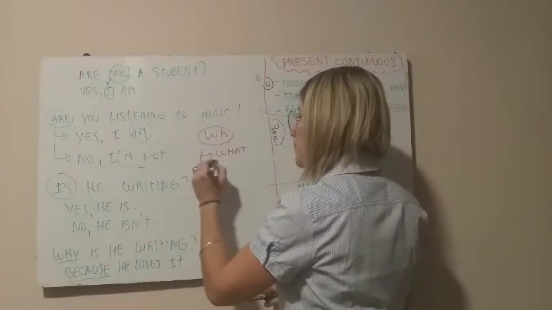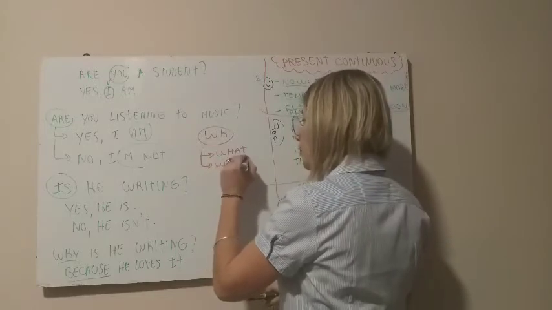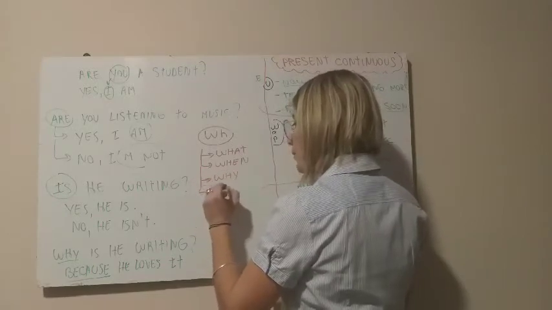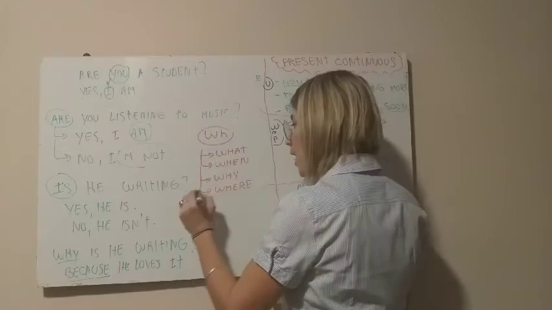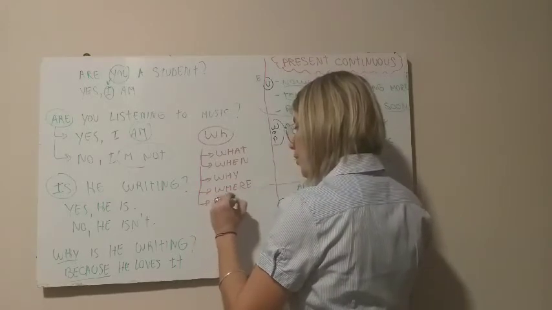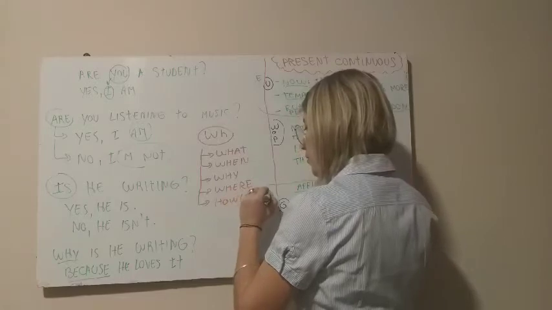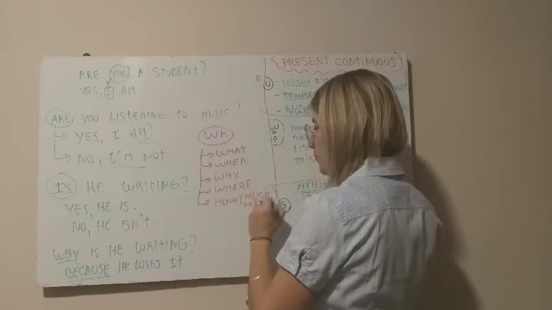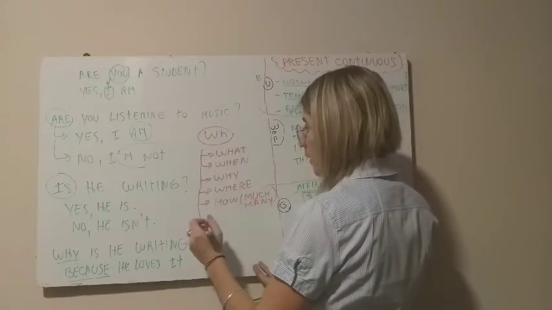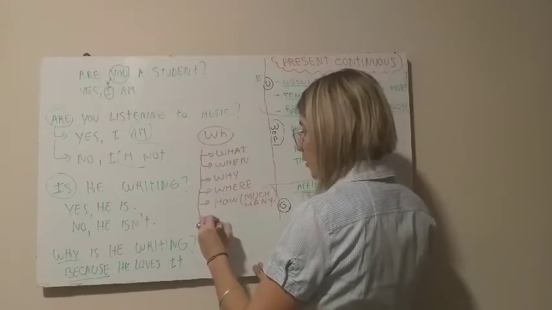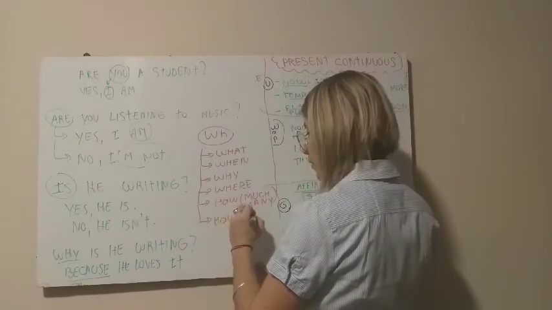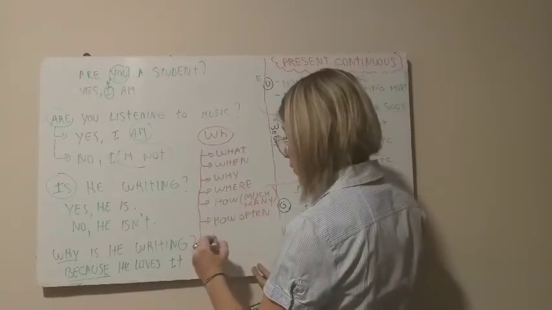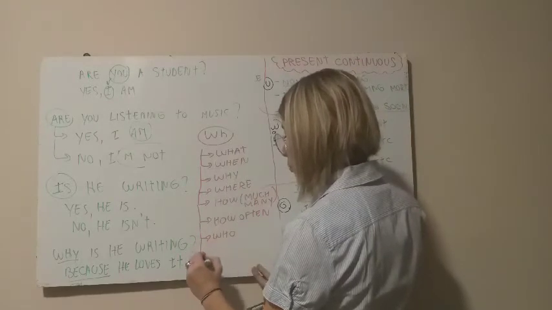Yes? When. There are some words. When. Why. Where. How. How much, maybe. How many. Could be combined or not. Many. Then we have how often. Yes. Who. What time.